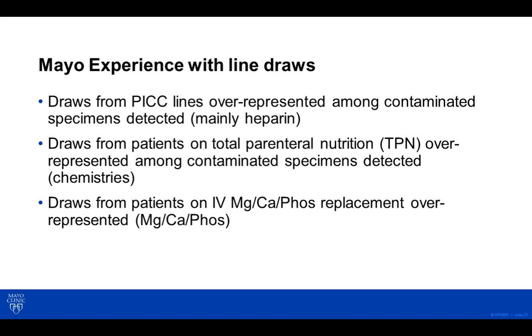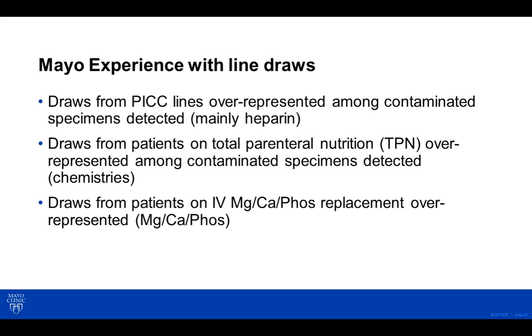So our experience with line draws is PICC lines are overrepresented among contaminant specimens, and this is mainly because now there are more dual lumen PICC lines, but in the past you only had one lumen, so you really had to be giving some solution through the same lumen, the same device. Basically, you were taking the blood, whereas central venous catheters have multiple lumens often.